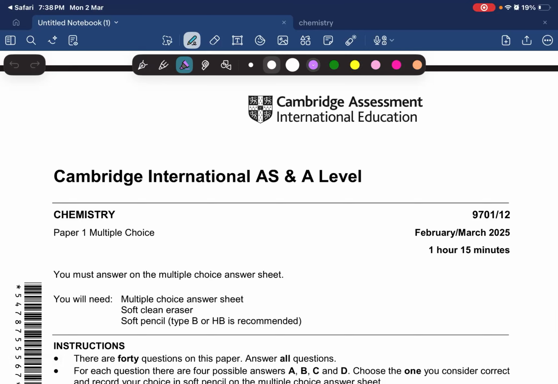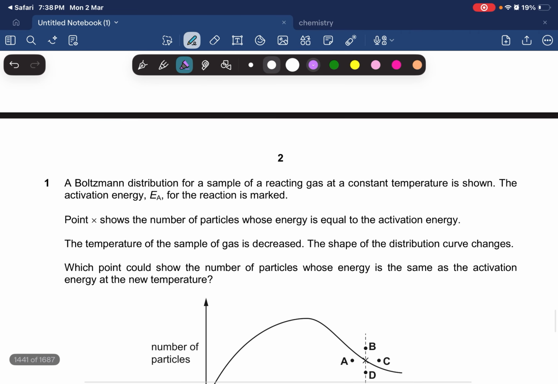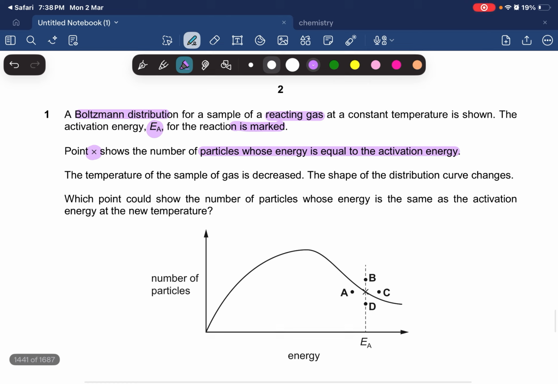So let's solve Cambridge International AS and A Levels Chemistry, Paper 1, Multiple Choice, February/March 2025, Paper 12. The first question states that a Boltzmann distribution for a sample of a reacting gas at a constant temperature is shown. The activation energy EA for the reaction is marked. Point cross shows the number of particles whose energy is equal to the activation energy.